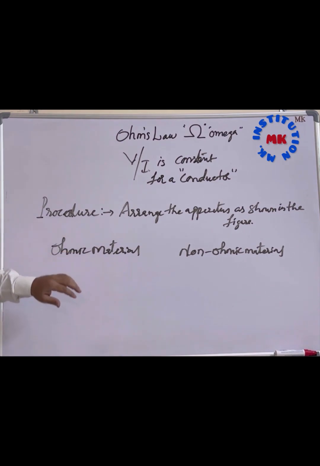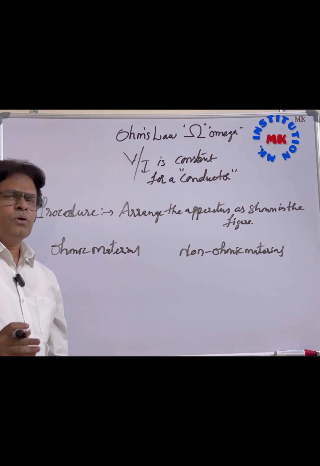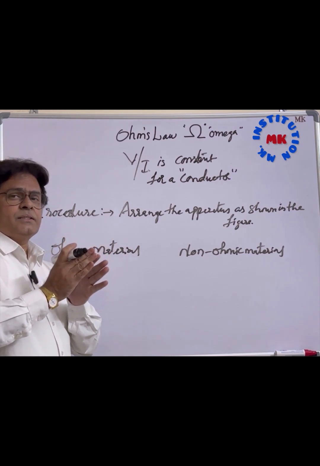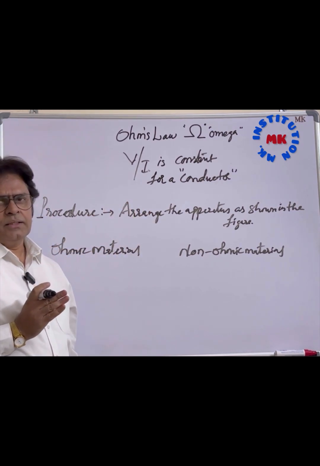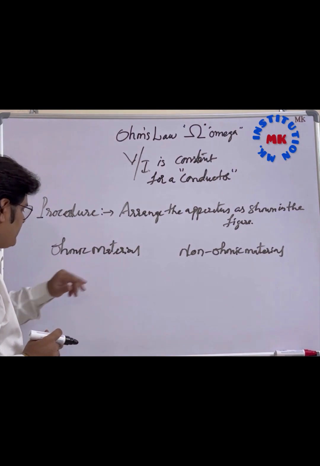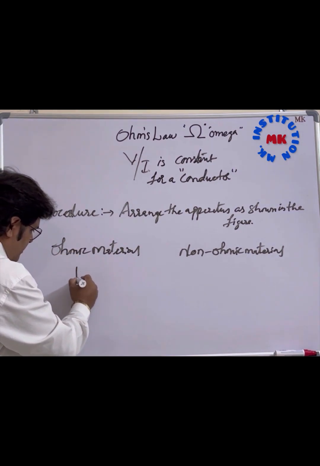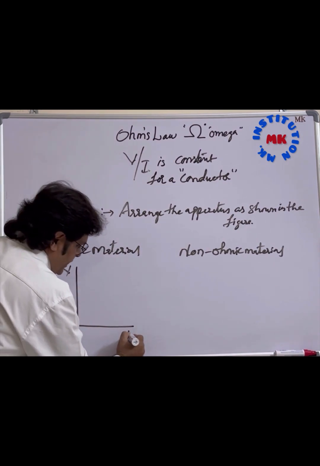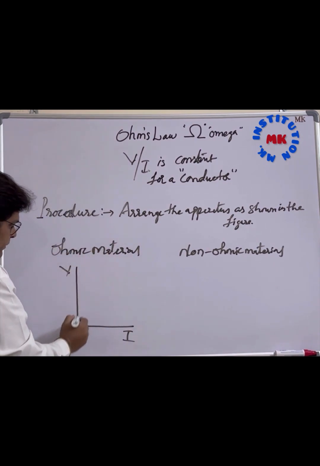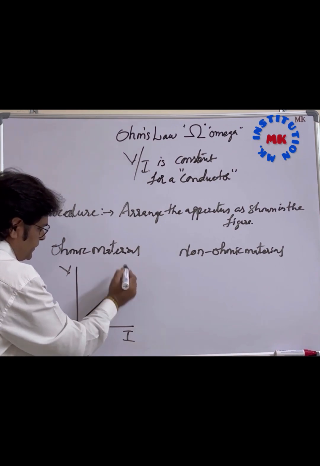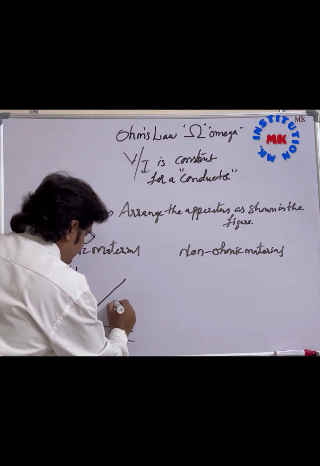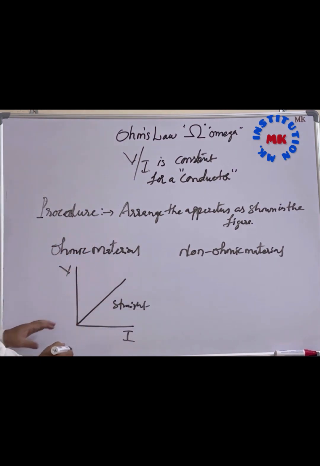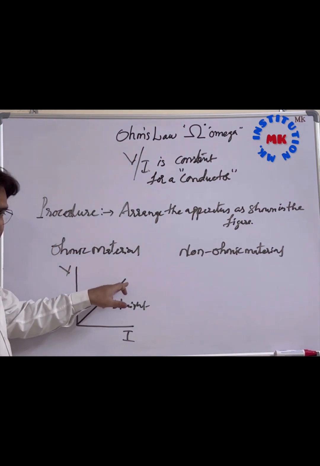Clear? What are the ohmic materials? All the conductors, especially metals, which allow the electrical charges to flow freely. They are the conductors here. For ohmic materials, we can show the graph also. This is the voltage, potential difference, and current. The graph in an ohmic material will be straight. Clear, it will be straight.